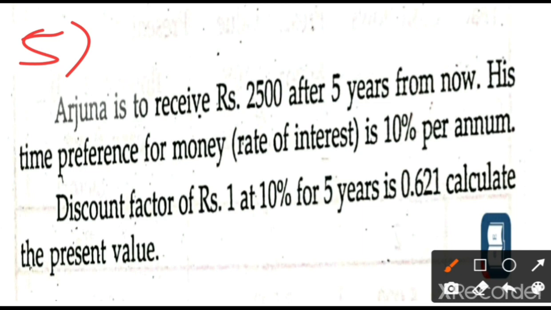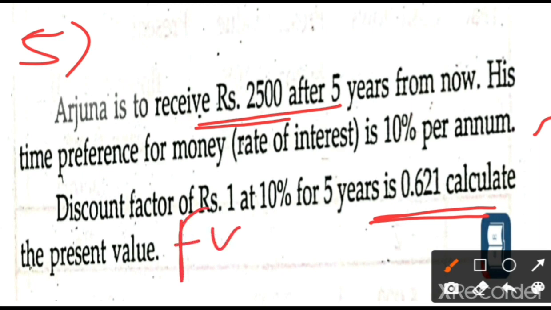Next, Arjun is to receive rupees 2,500 after 5 years from now. His time preference for money, the rate of interest, is 10% per annum. The discounting factor for 1 rupee at 10% for 5 years is 0.621. Again in this problem they have given the discounting factor rate and also the cash inflows. So cash inflows into the discounting factor rate will give us the present value. Again the formula is: present value is equal to cash flows into discounting rate factor.